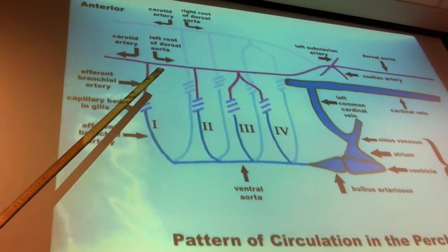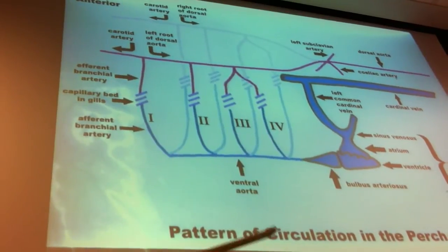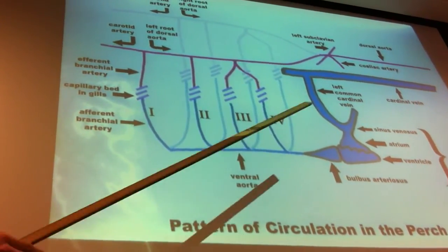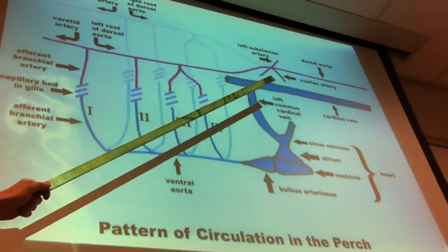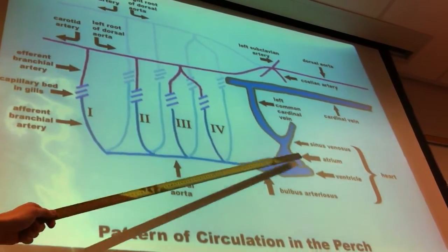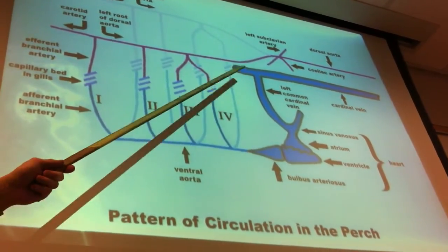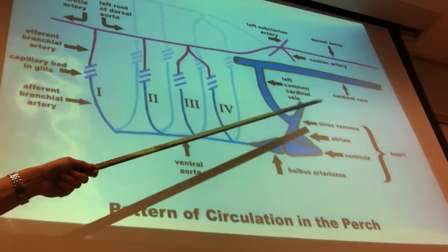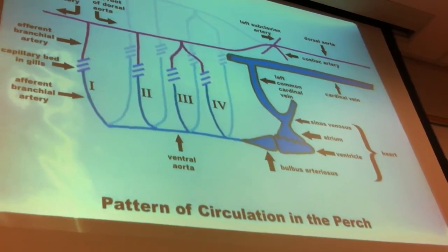Or I could ask you, after the gills, name the next two. That'd be a terrible question, because it could either be that one or that one for the second one. So it would probably be more like, after the cardinal vein, what are the next two? Well, either the left or right common cardinal vein, and then sinus venosus. Cool. Or if I say, after the left common cardinal vein, where does it go? Sinus venosus, atrium. Cool. Good stuff.